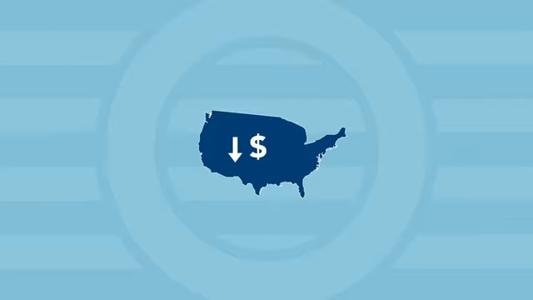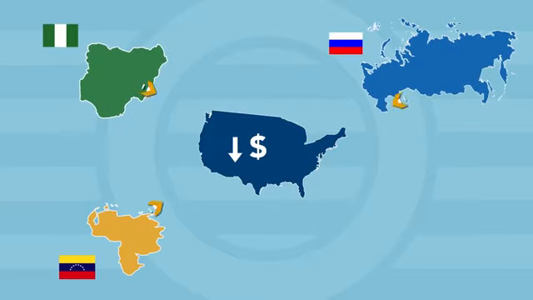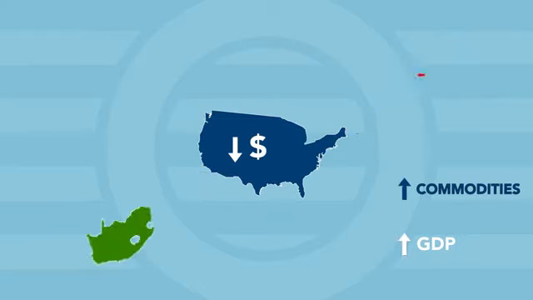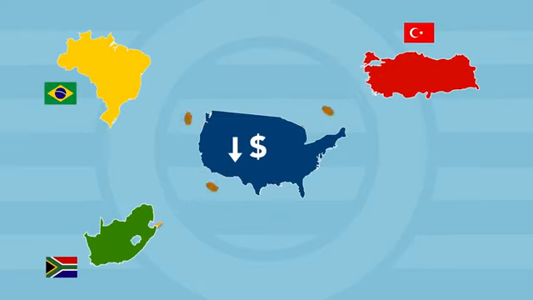The result for developing nations is often much better. Many of these countries sell commodities that are traded in dollars. They'll benefit from increased demand for these assets, which drives prices up and boosts GDP. These countries also often borrow in dollars, so a devalued dollar makes their debts easier to repay.